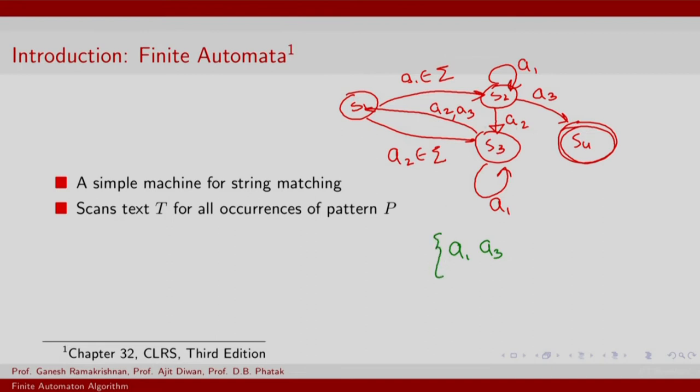It accepts A1, A3, and I'm assuming here that I'm beginning with state S1. It also accepts A1, A1, A3, and A1, A1, A1, A3. So it basically can accept A1 followed by any non-zero number of A1 followed by A3. It can also accept strings prefixed with A2, A1, A2 or A3 followed by A1, A3 and so on. So, there is a whole bunch of strings that it can accept.